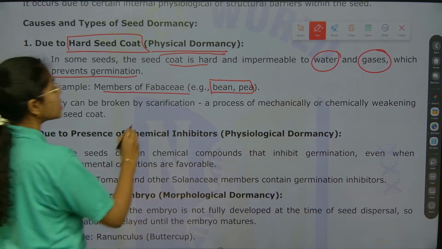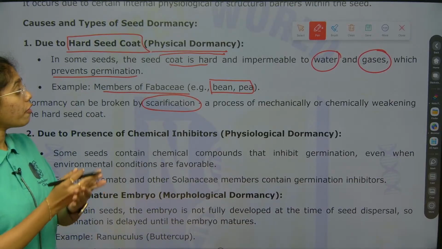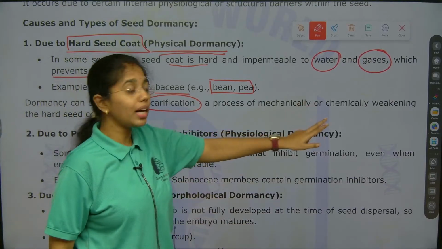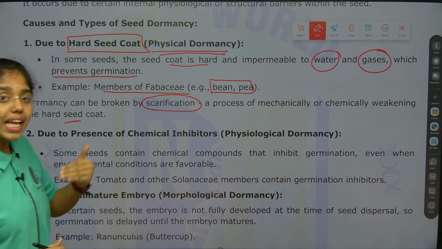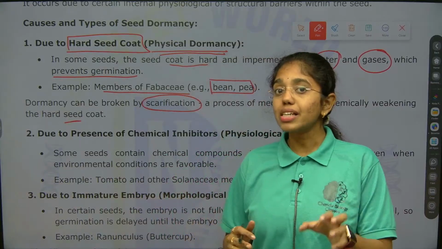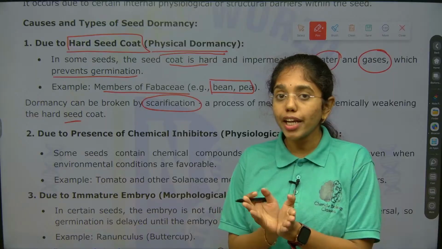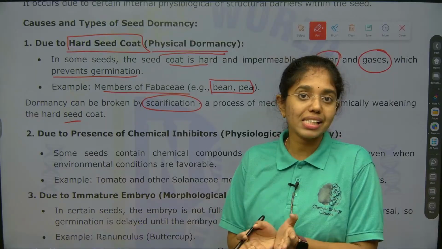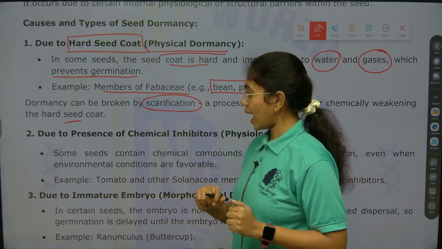Next you see dormancy can be broken by what? The process called as scarification. What is scarification? A process of mechanical or chemical weakening of seed coat. When seed coat is tough, that is an internal barrier for seed germination. Yes or no? What is scarification? We are weakening the seed coat so that seed coat can burst open easily and seed germination will be possible. So that is scarification.